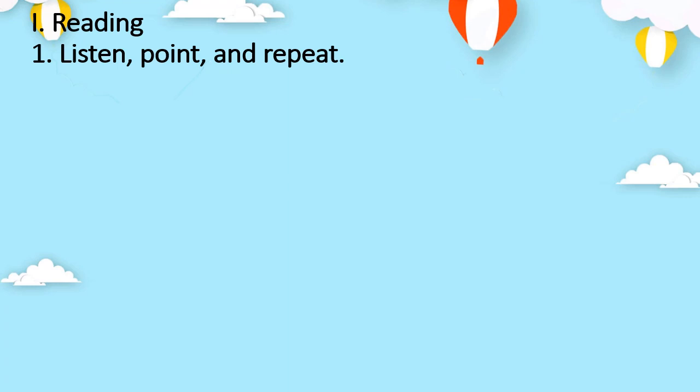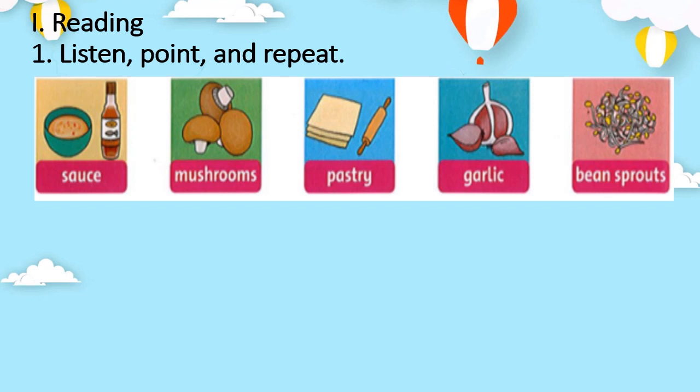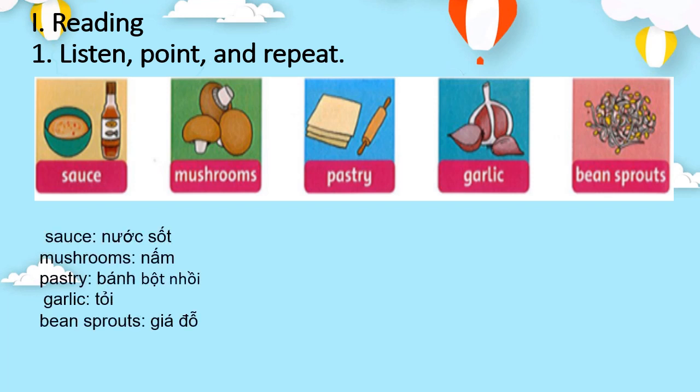The first part is reading. Listen, point, and repeat. Sauce, mushrooms, pastry, garlic, bean sprouts. Listen again. Sauce, mushrooms, pastry, garlic, bean sprouts. Now listen, point, and repeat.